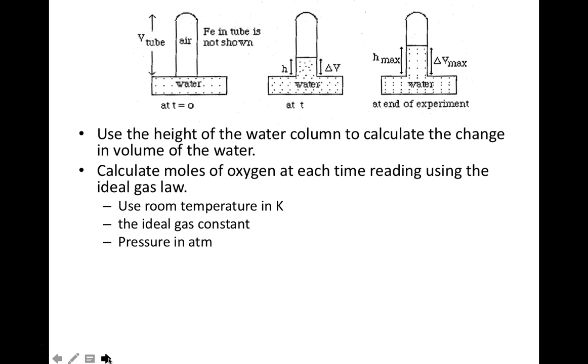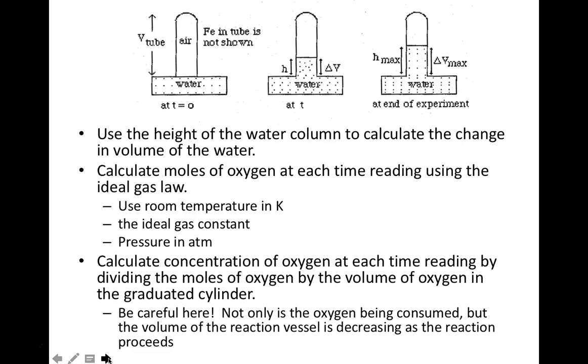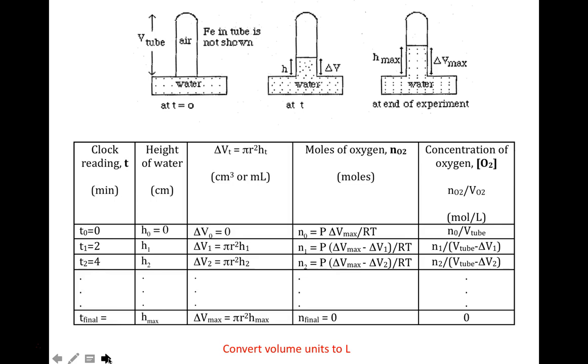But knowing the temperature of the room, the ideal gas constant, and the pressure in the room, we can calculate the concentration of oxygen at each time reading by dividing the moles of oxygen by the volume of oxygen in the graduated cylinder, right? So be careful here. Not only is the oxygen being consumed, but the volume of the reaction vessel is decreasing as the reaction proceeds. What does that mean? When we're processing this as data, that means each data point is actually going to have a different volume and a different height associated with it.